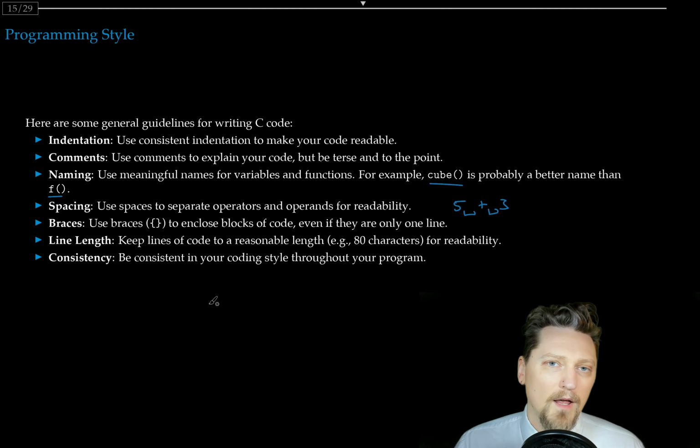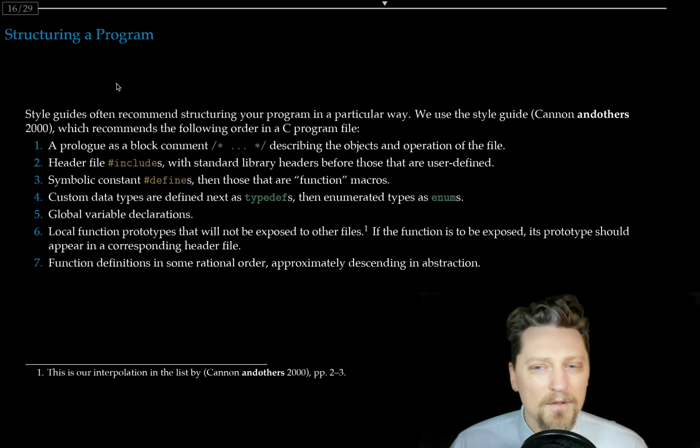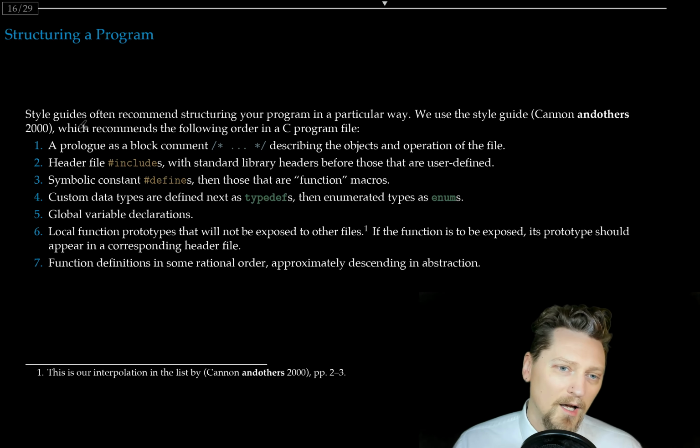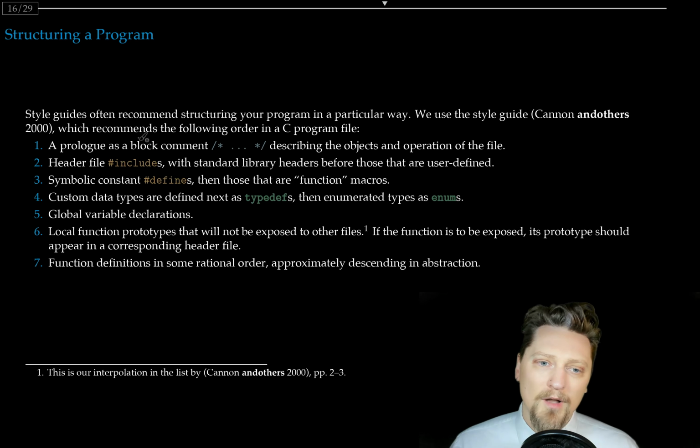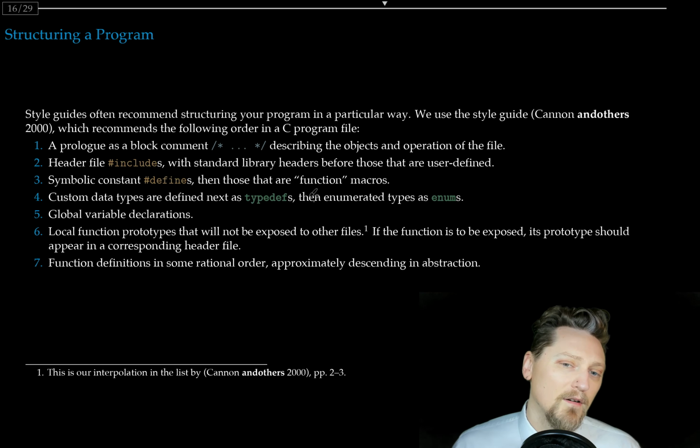Style guides often recommend structuring your program in a particular way. We use the style guide canon, which recommends the following order in a C program file. We start off with 1, a prologue as block comments, describing the objects and operation of the file. So the prologue in a block comment. 2, header file includes with standard library headers before those that are user defined. 3, symbolic constant defines, then those that are function macros, so function like macros we'll discuss later.